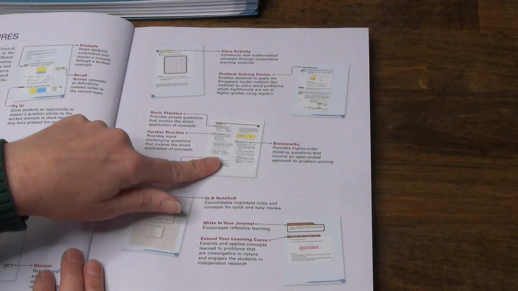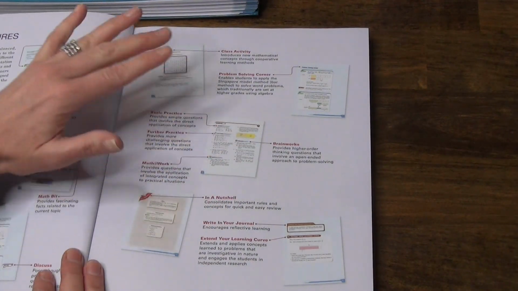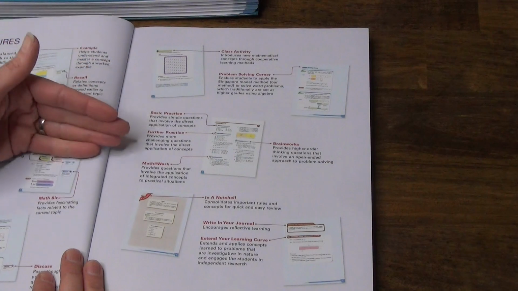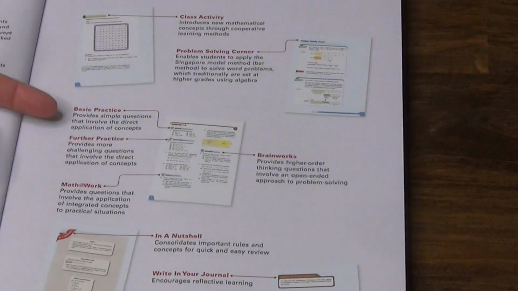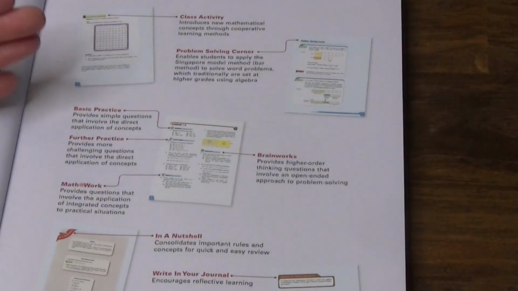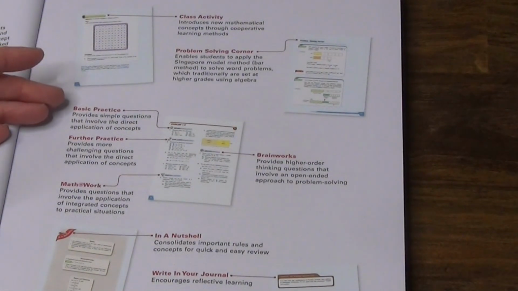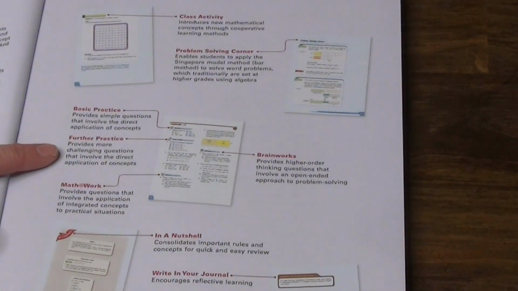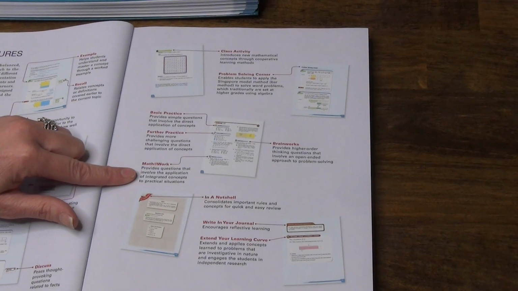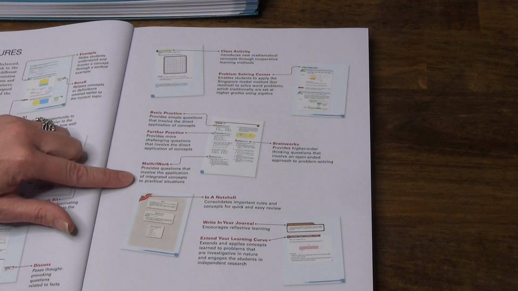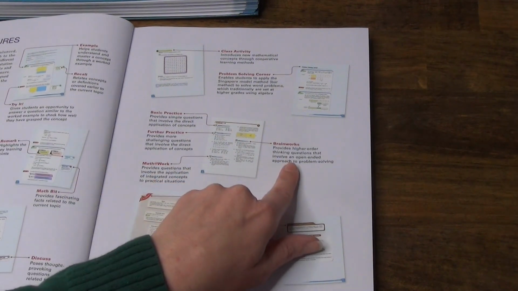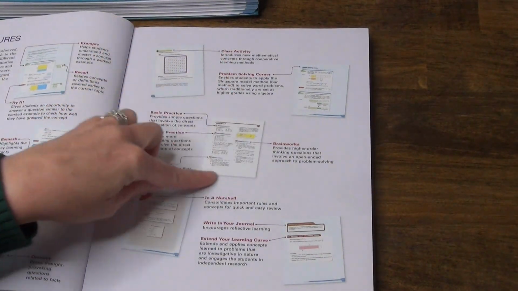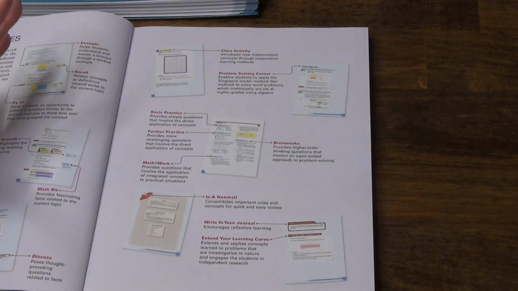So this is like an exercise page, and I'm going to show you that too because that's a little bit different than what we've seen before. We've got our basic practice, our further practice, which is more challenging. So with our basic, it is what it says. It's very basic in that it is simple questions that involve direct application of the concepts. Then we have our further practice where we have more challenging questions. Then we have our Math Work, which provides questions that involve the application of integrated concepts. We have BrainWorks, which provides higher order thinking questions. So you can see there's multiple levels right here on this little practice page, and we'll look at a full-blown page of this too.